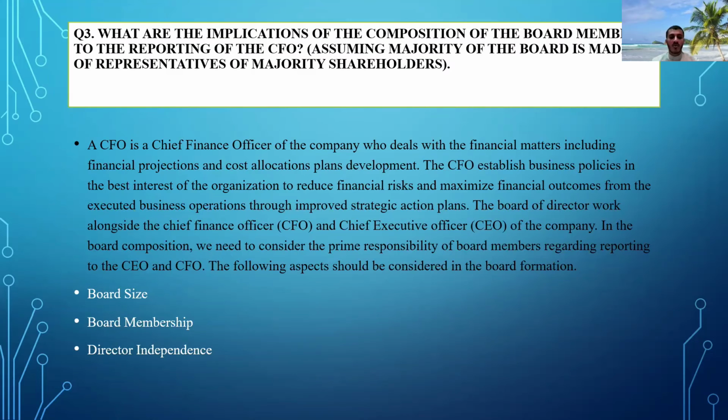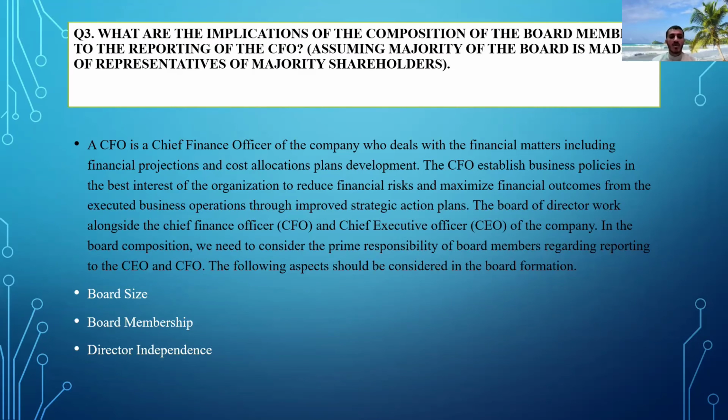The board of directors works alongside the chief financial officer and chief executive officer of the company. In the board composition, we need to consider the prime responsibility of board members regarding reporting to the CEO and CFO. The following aspects should be considered in the board formation. First, board size. Second, board membership. Third, director independence. For the first one, board size.